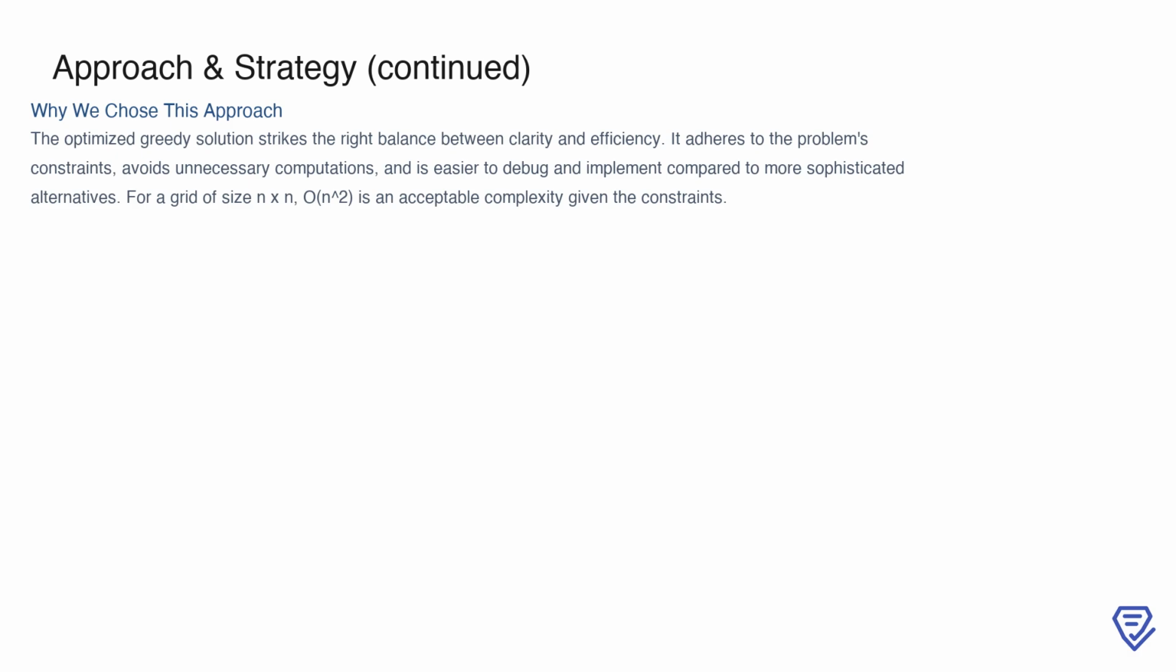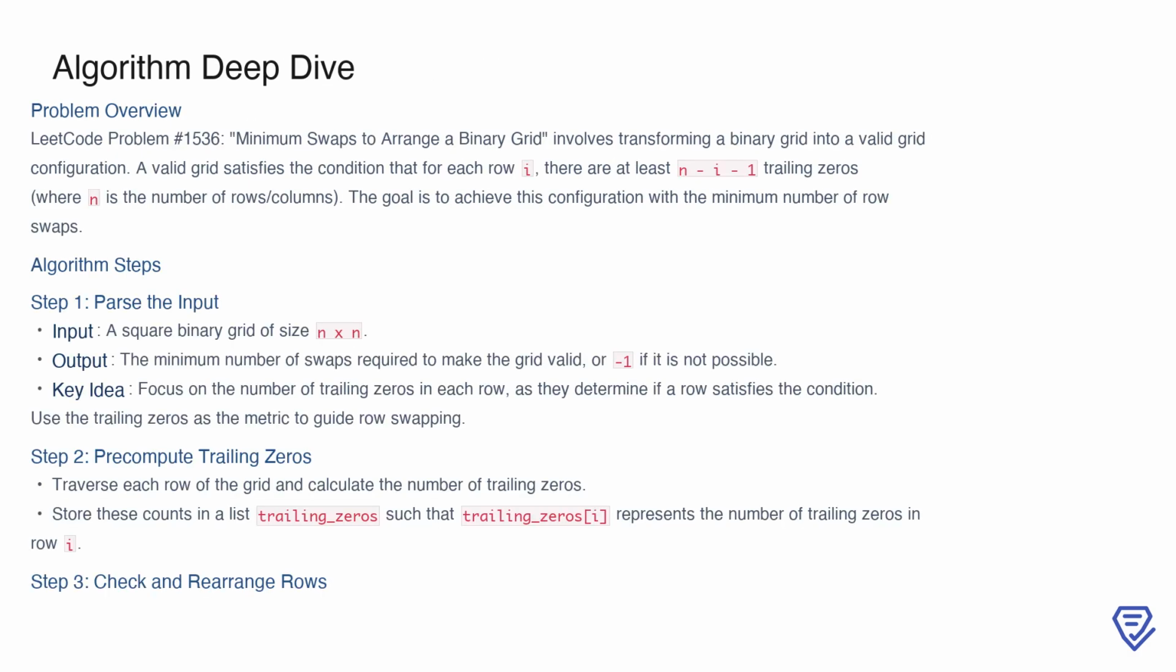In this problem, we need to transform a binary grid into a valid configuration using the fewest row swaps. A grid is valid if, for each row at index i, the number of trailing zeros in that row is at least n minus (i plus 1), where n is the size of the grid. To solve this, we follow a series of systematic steps.